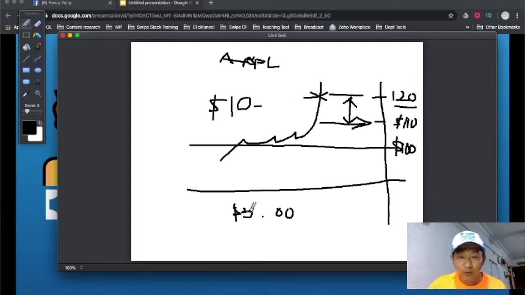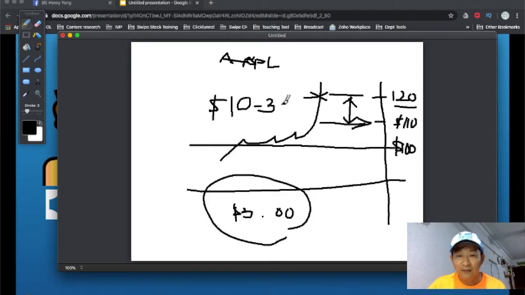It's because you are paying a premium over here. It's $3, right? So your net profit in this call option is $7. So this is your net profit, and this is how the call option works in this scenario on the Apple side.